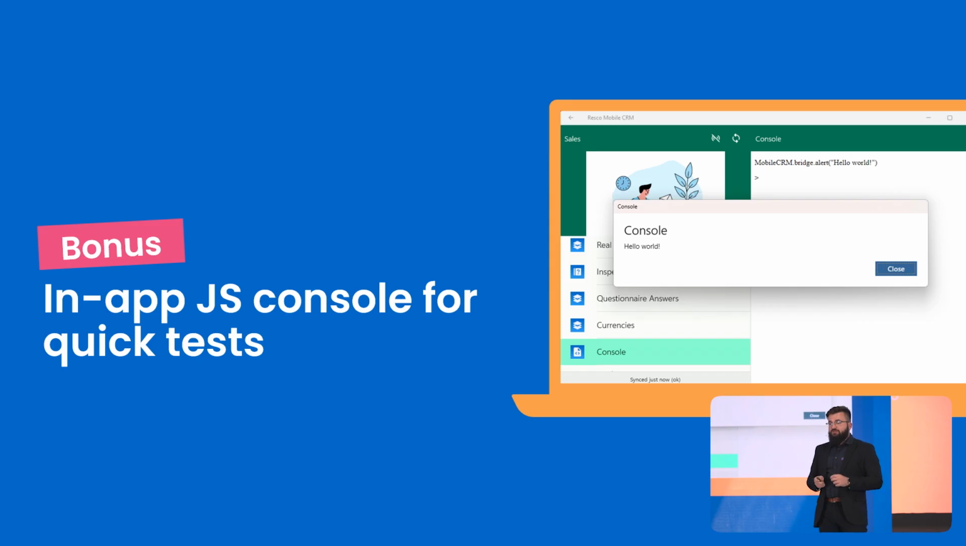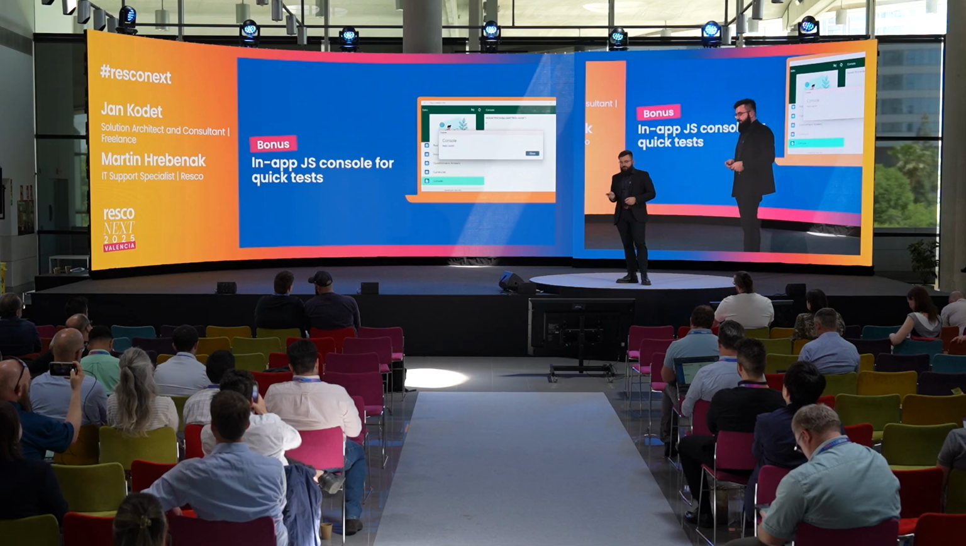That's about it for WebView2, and I have one bonus, which is an in-app JS console for your quick tests. It's basically, as I said, a JS console where you can dynamically write your code and execute it during the runtime of your application, and it can be helpful to run some tests, run functions manually, or you can simply try your new fetches to see if they work. You can also find out how to enable it and how to use it on our Resco wiki.